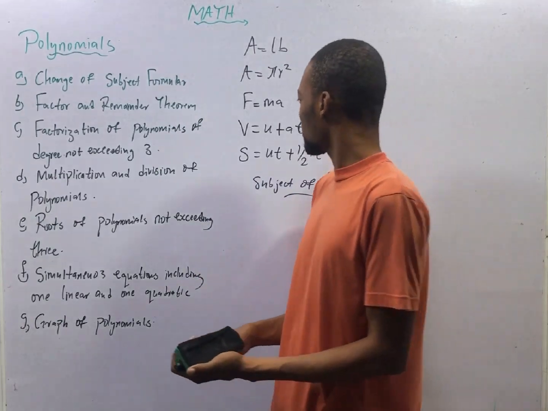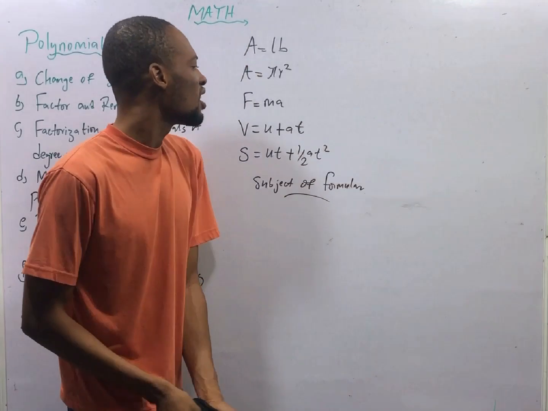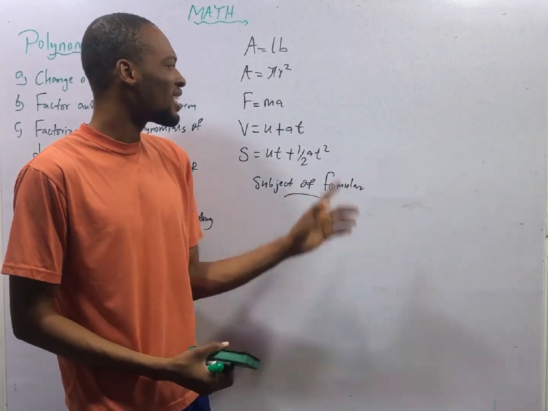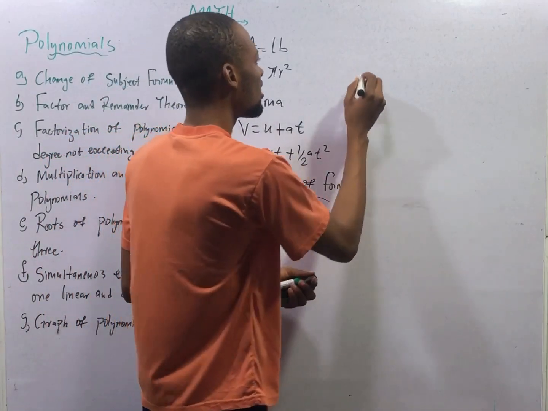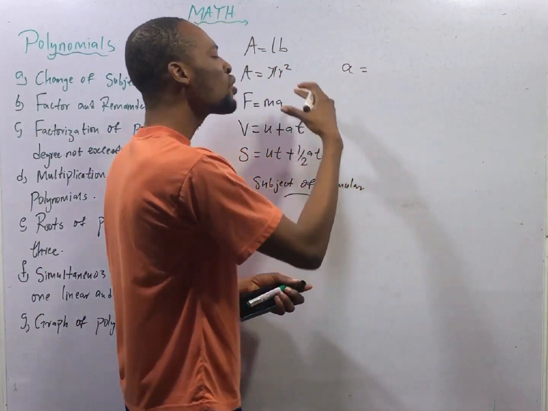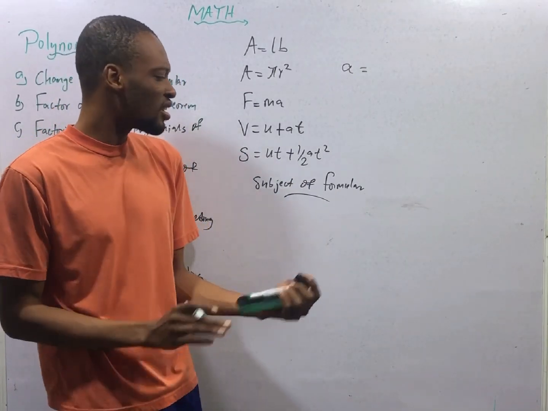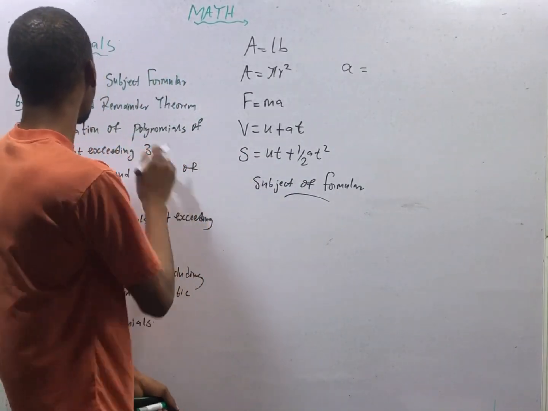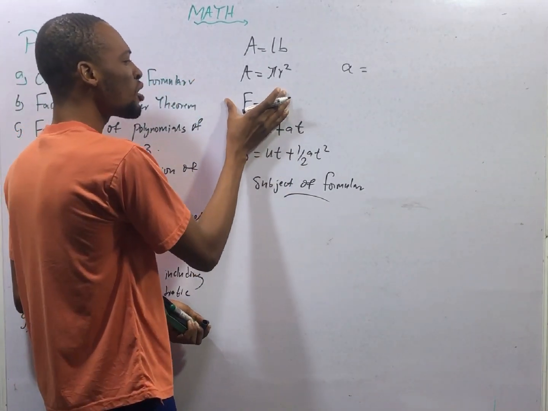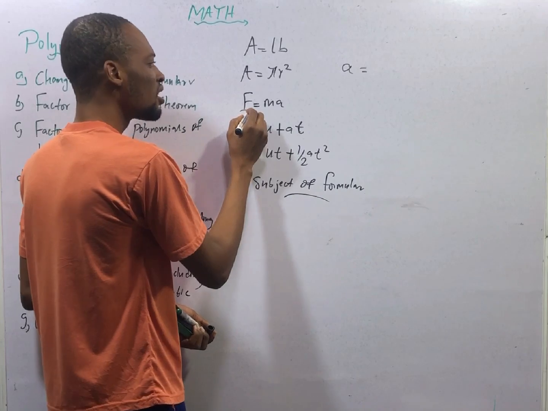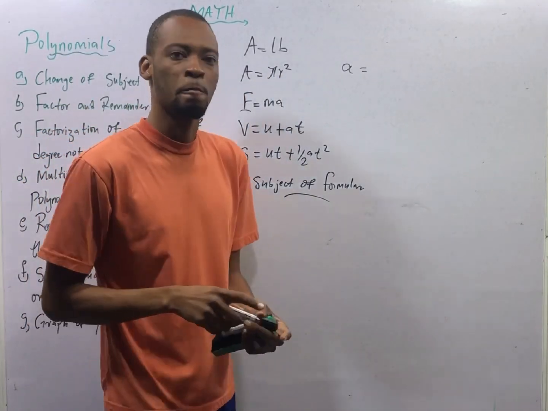If you know that force is mass times acceleration, and I tell you to find acceleration, you need to do everything possible so that acceleration will stand alone and be equal to every other thing. It becomes the subject. If you are doing that, you are doing what we refer to as change of subject formula. Because the original subject formula here is F. If you are changing it to A, you are changing the subject of the formula.